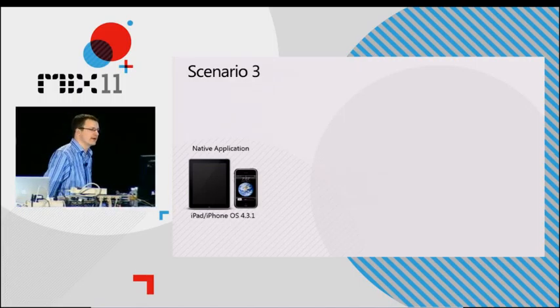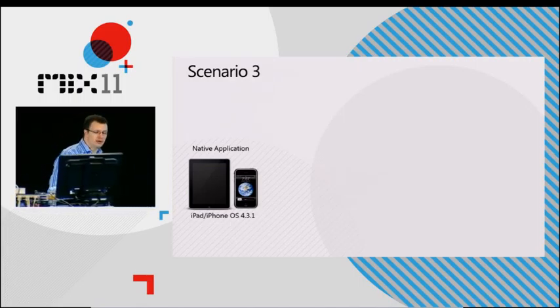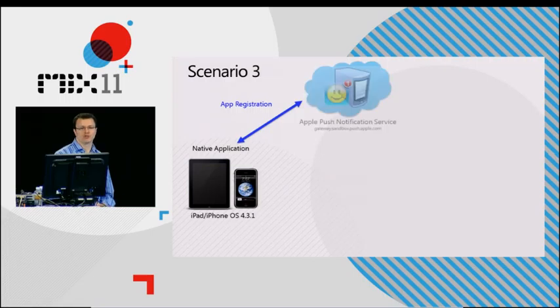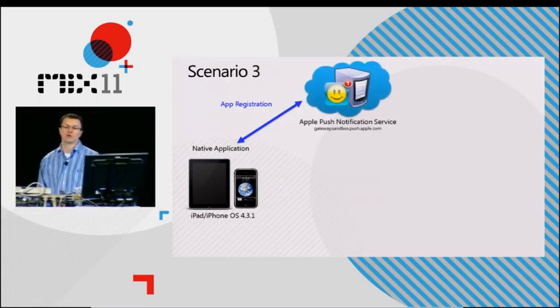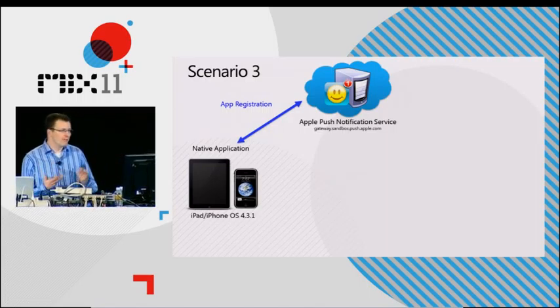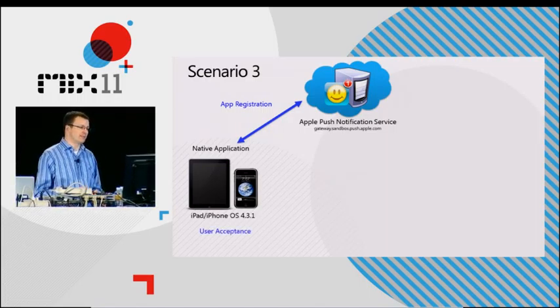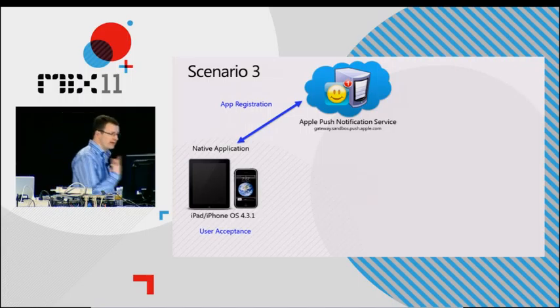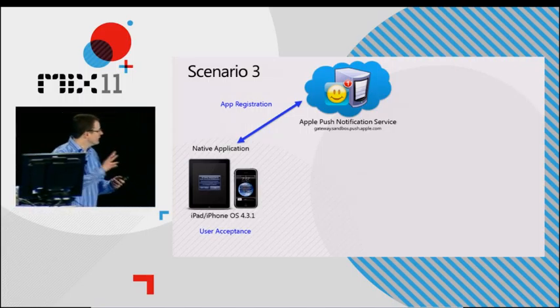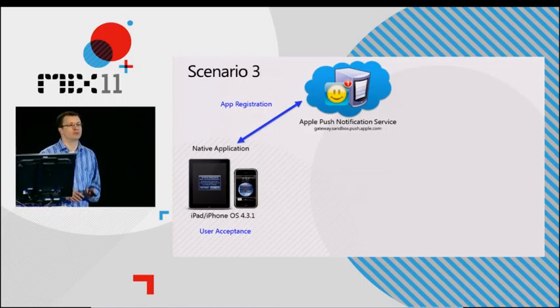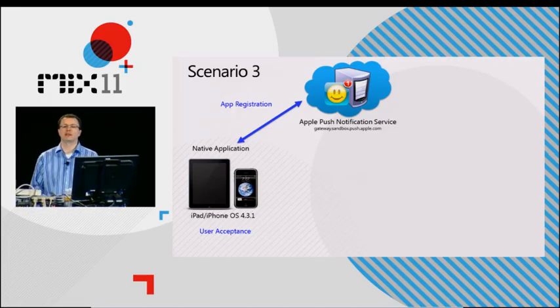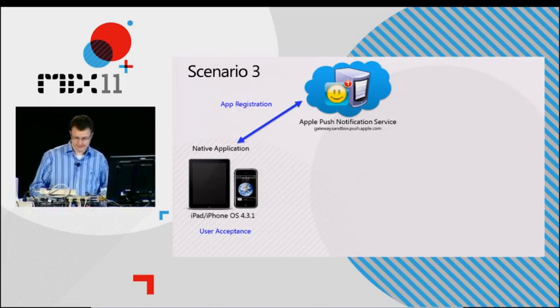The way push notifications work is I've got a native application. It registers with Apple's push notification service, also called APN. Once that registration is complete, the user needs to do an acceptance. When they first launch the app, they get the little "do you want this app to send you push notifications" prompt that you've probably seen. And from there on, we can send messages to the device.